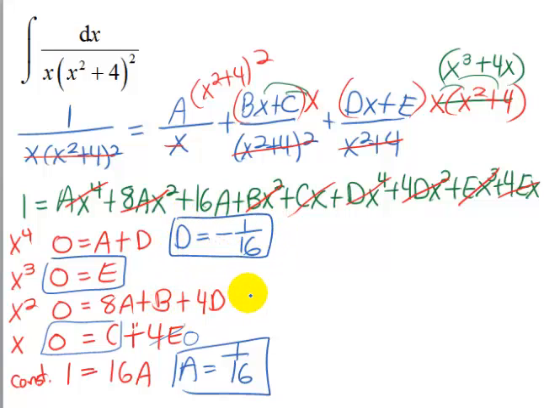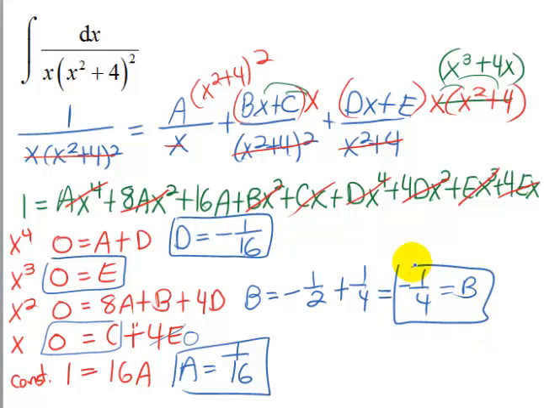And then here I can find B by moving this over, negative 8A, and A was 1/16, so 8/16, so that's going to be 1/2, and then minus 4D. But D was negative 1/16, so that's going to be plus 1/4. So it looks like B is going to be negative 1/4.